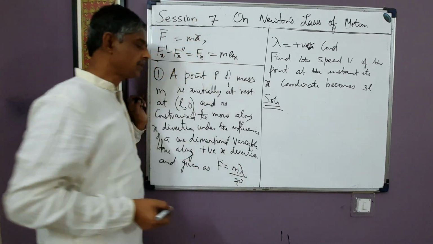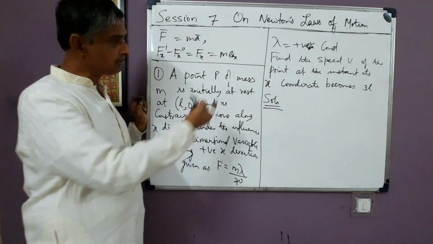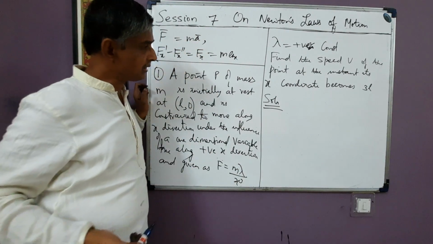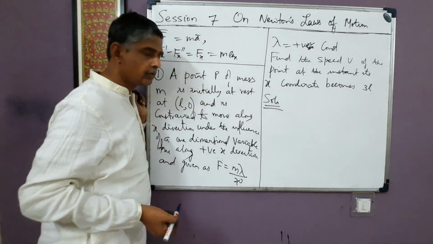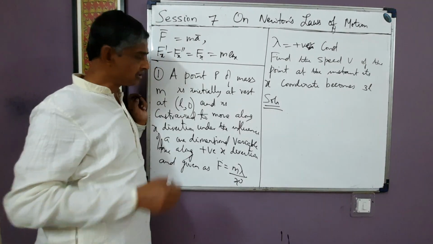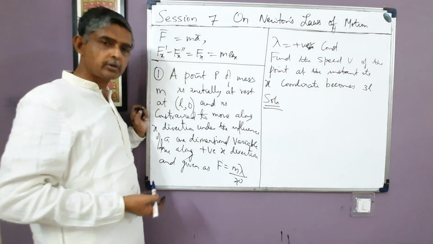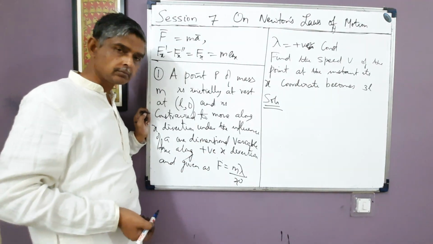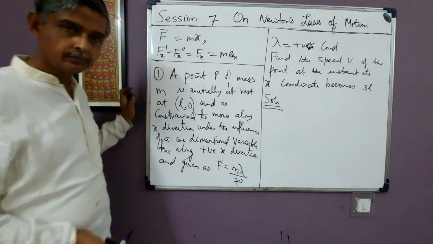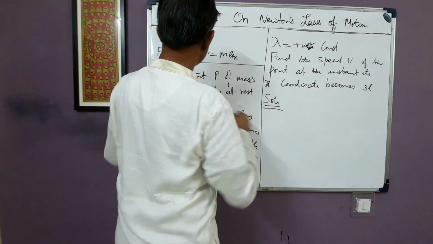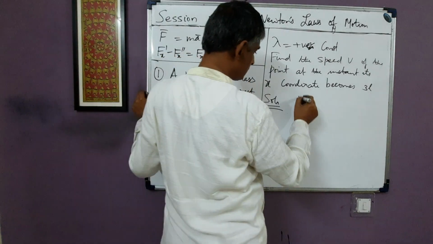So see, we have to get the speed of the particle when its x coordinate becomes 3L. All we have to do is to apply Newton's second law to the point along positive x direction and then integrate the resulting equation to get the required answer. Okay, fine. So what do you do now? I write down the equation in vector form.